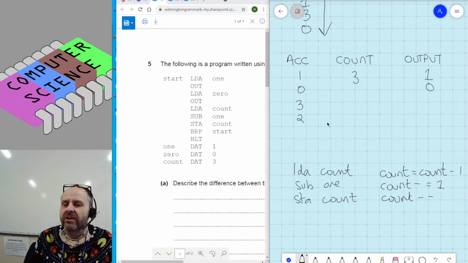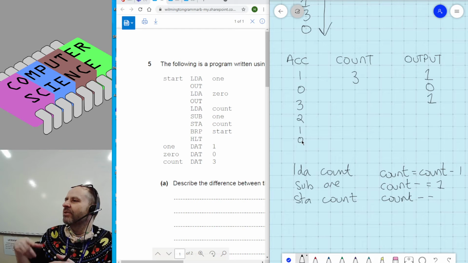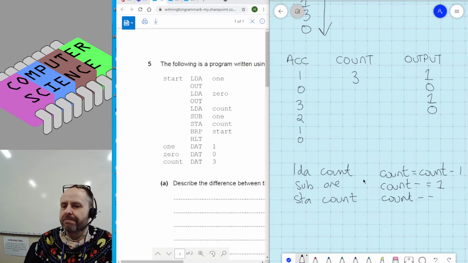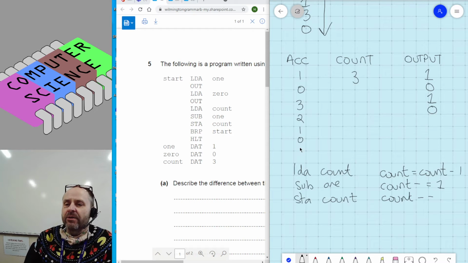Oh, I'll just carry it on. Right, 1, and we output it. Then we load a 0. So every time around this loop, it's doing a 1, then a 0, isn't it? Okay. Then we load the value of count.